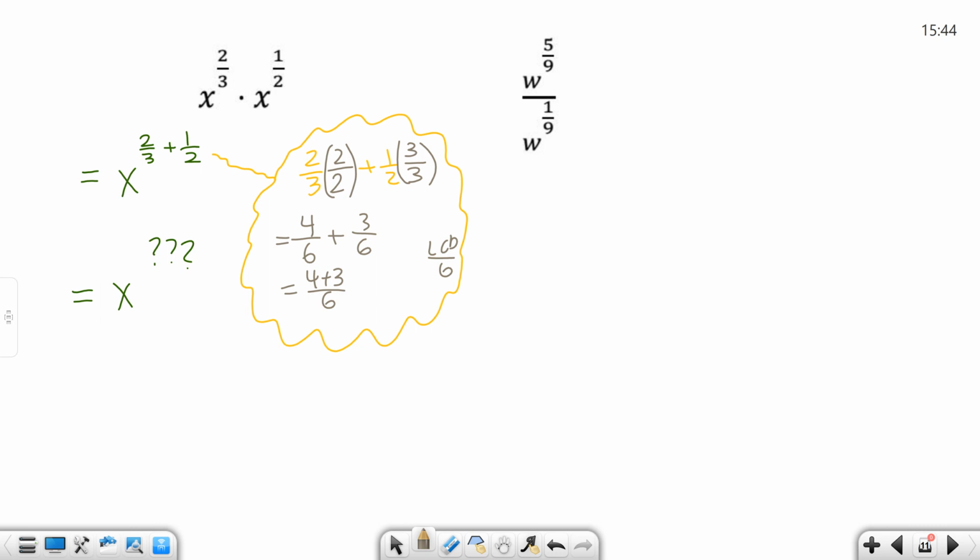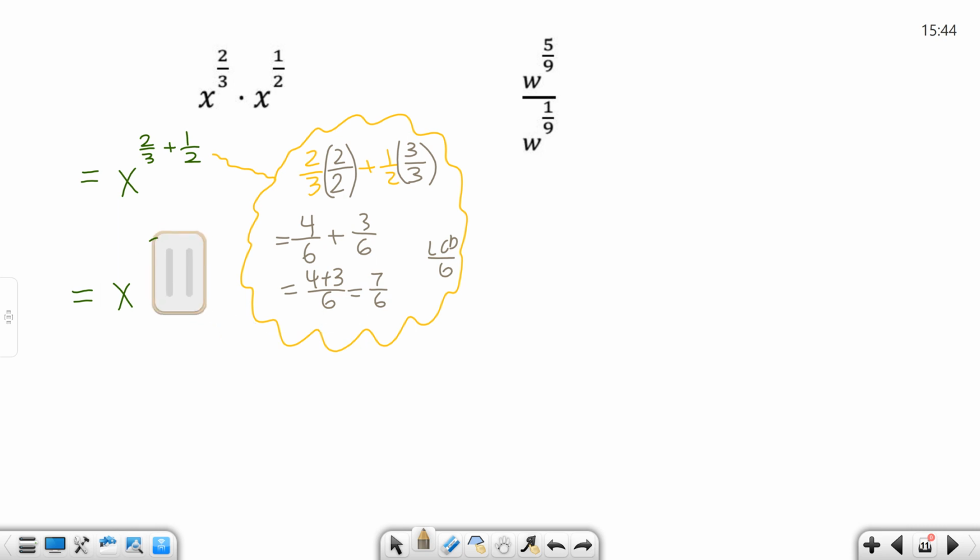The whole reason we get a common denominator is so that we can combine the numerators, add or subtract, and then keep the denominator the same. Don't do 6 and 6 is 12. So that becomes 7 over 6. Can I simplify that? No. That's not my answer, but that's what my question marks are over here.